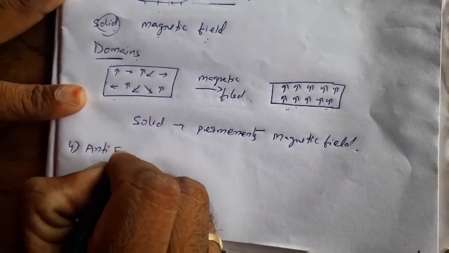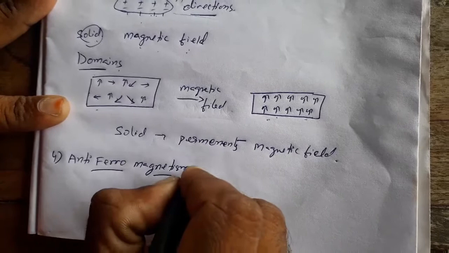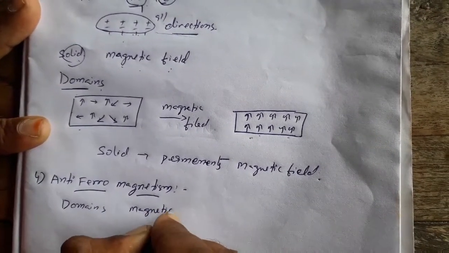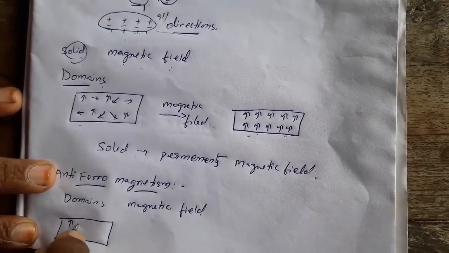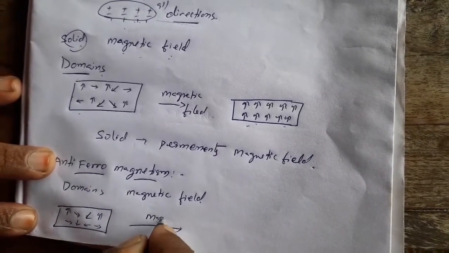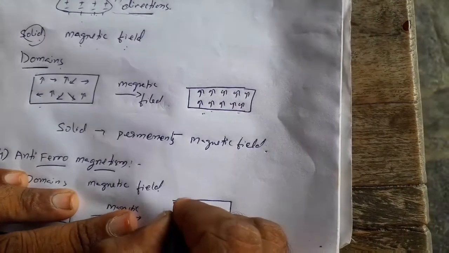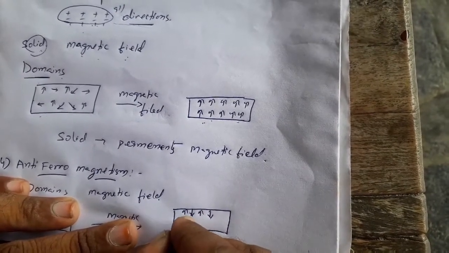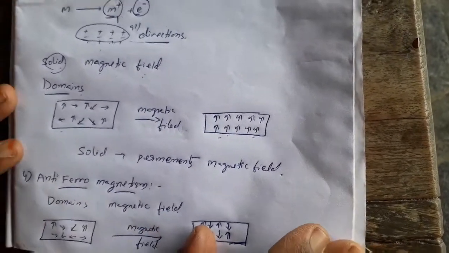Next one is antiferromagnetism. In this one, the domains have negative particles, electrons. Before the magnetic field, these electrons are in domains. Then applying the magnetic field, every electron is filled with parallel and anti-parallel arrangements. This is known as antiferromagnetism.